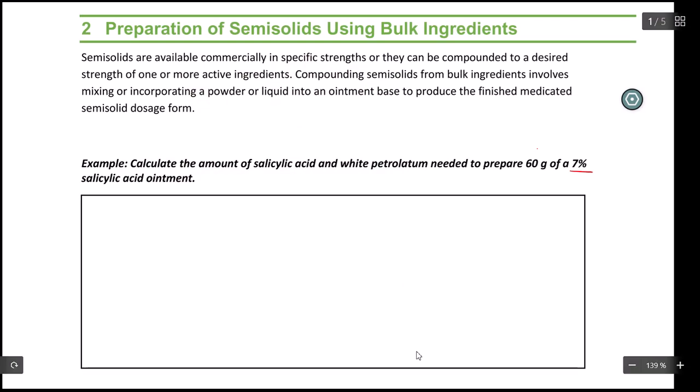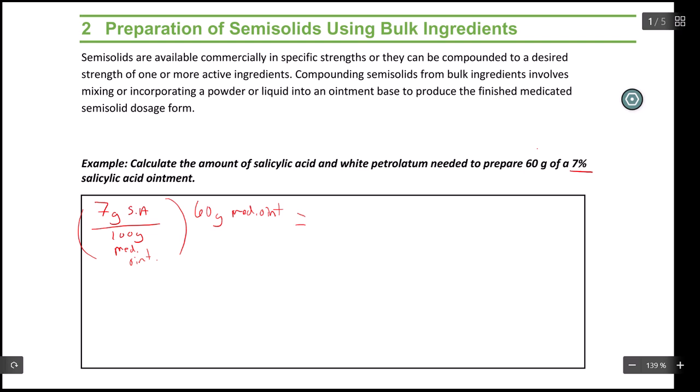The 7% means that we have 7 grams of salicylic acid in every 100 grams of ointment. I'm going to rephrase this and say medicated ointment, because this is the final amount in 100 grams of the medicated ointment, not plain ointment. So 7% means 7 grams in the total 100 grams of product. Every time I want to make 100 grams of the medicated ointment, I need to put 7 grams of salicylic acid into it. In our case, we're not making 100 grams, we're making 60 grams of the medicated ointment.